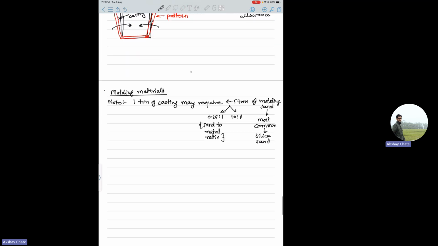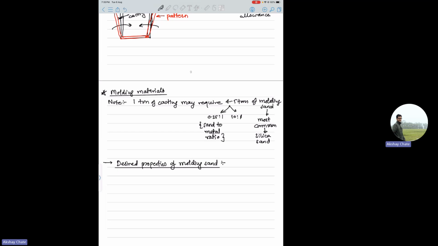Then there are some desired properties of molding sand, and these were already discussed, so we'll not go into all of them because it will take a lot of time. You can refer to the notes, but some of them are refractoriness, green strength, dry strength, hot strength. Green, dry, and hot you'll see everywhere in this course. Green means it has moisture. Dry means moisture is evaporated, and hot means even higher temperature than this, when you pour the liquid metal.